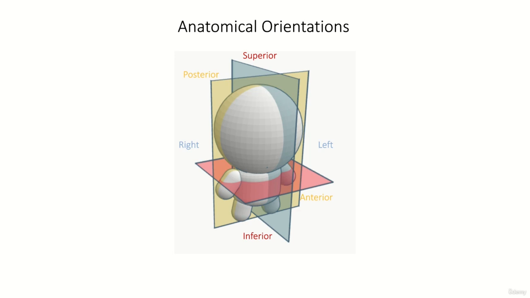Regarding the coronal orientation or plane, posterior means further back and anterior means further in the front. Regarding the axial plane, inferior means further down and superior means further up. And last but not least, left and right along the sagittal plane, which we already discussed. It is extremely important to note that again these directions are described from the patient's perspective.